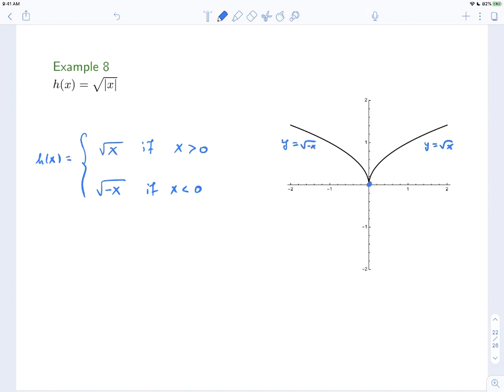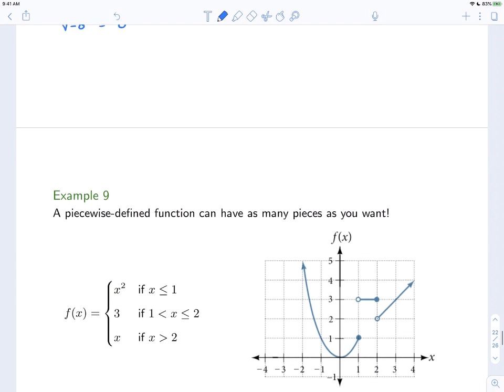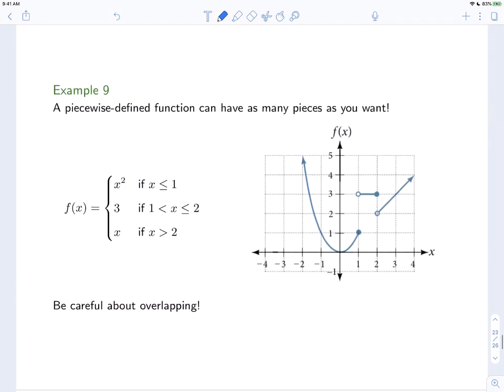What about at the origin? Well, again, they both meet there, so you can use either one. So let's just say that it's the square root of x if x is greater than or equal to 0, because the square root of 0 is just 0. But of course, the square root of negative 0 is also 0. So either one would do. Again, that's because where the two domains meet, you get the same thing, but that's not always going to be the case. Here's an example where that's not the case.